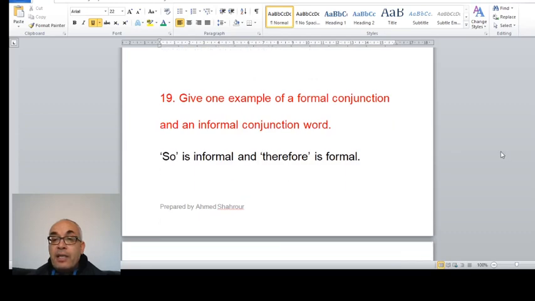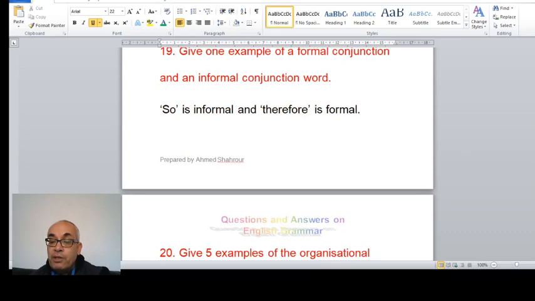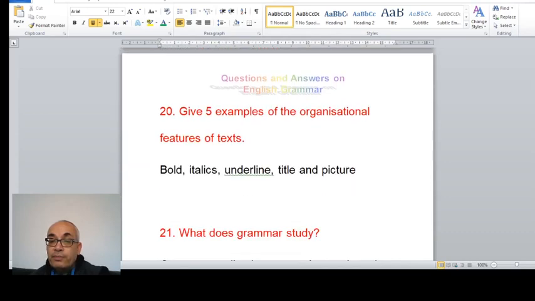Give one example of a formal conjunction and an informal conjunction word. So is informal and therefore is formal. Again, but is informal, however is formal. We need a lot, I think. Maybe I will put a bit on formal and informal English, because this is important for you.